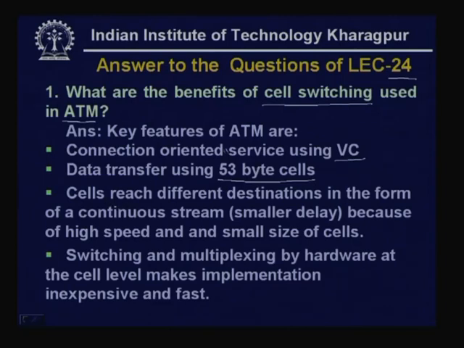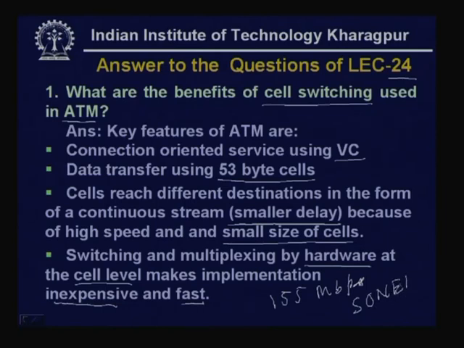By using cell switching, we have seen that cells reach different destinations in the form of a continuous stream. That means the delay is small because of high speed and small size of the cells. So, cell switching has the benefit of smaller delay in ATM network, and also switching and multiplexing by hardware at the cell level makes the implementation inexpensive and fast. So, ATM networks, as we know, are very fast. Minimum speed is 155.5 megabits per second, and the other speeds are still higher. And actually, the physical layer that is being used is SONET, synchronous optical network, and this is the minimum speed that is being used.